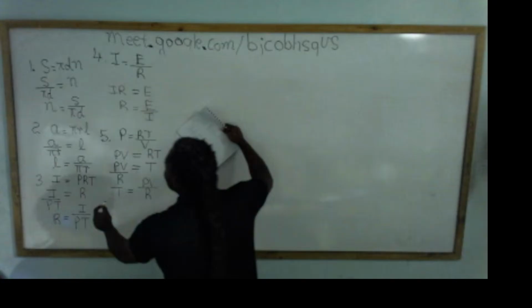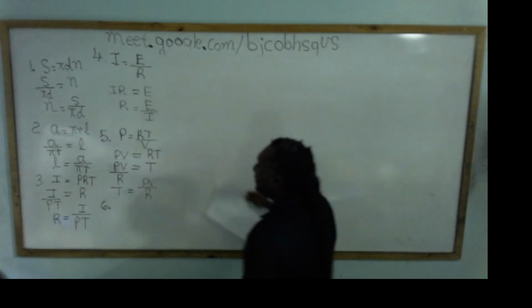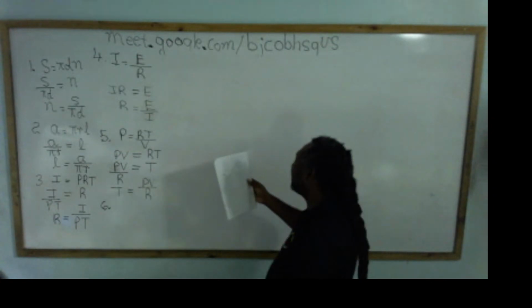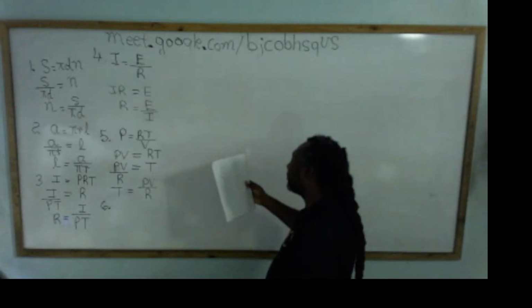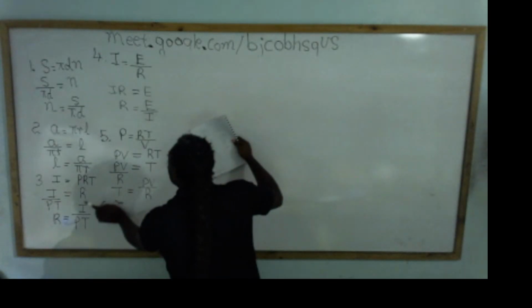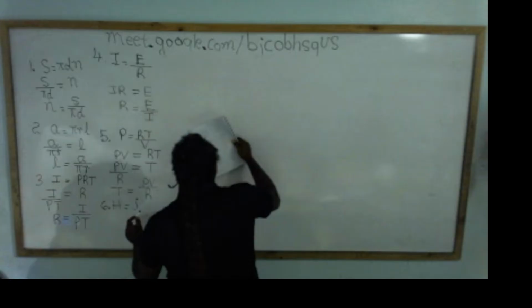Number 6. I'm attempting to place number 6 right there. H is equal to JH over J. Of course, capital H is equal to common J, common H over capital J.